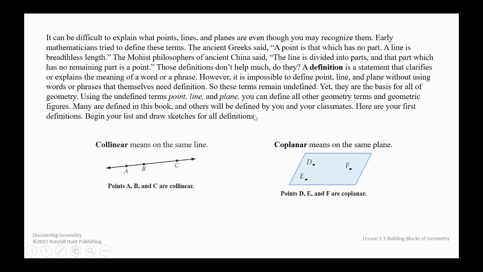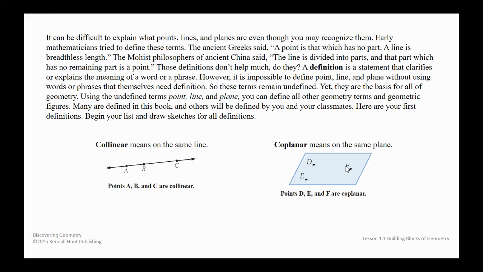Okay, 2 more definitions here. We're going to skip over the definition of definition because that is a little much at this point, I think. We've got 2 words here, collinear and coplanar. Collinear just means that these things are on the same line. And so they give an example of points A, B, and C all on a line. They are collinear. And the same idea with coplanar. If points D, E, and F are all on the same plane, they are coplanar. Just like in English, that co in front of the word means together. So when you say cooperate, you mean together.